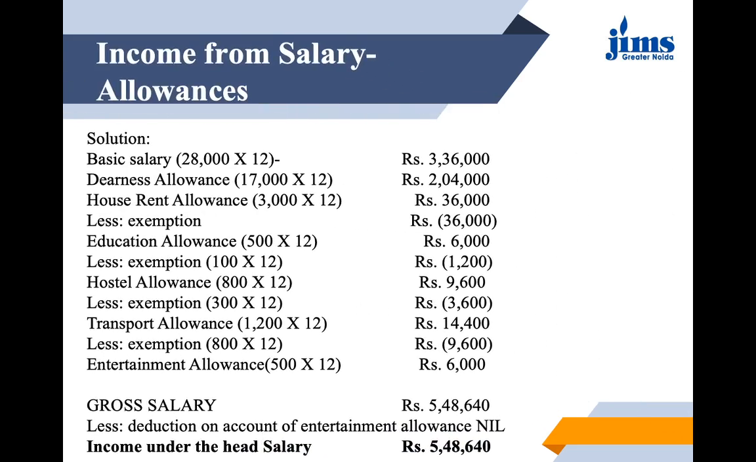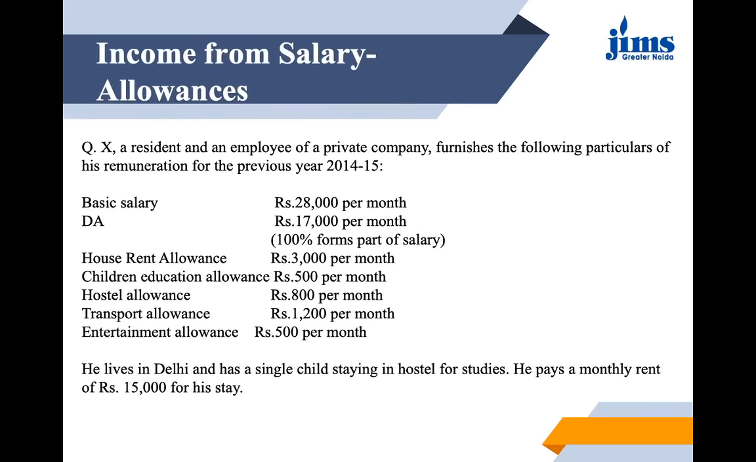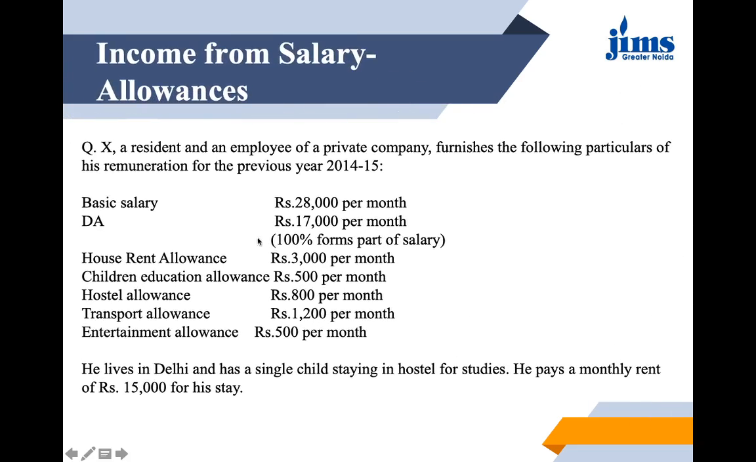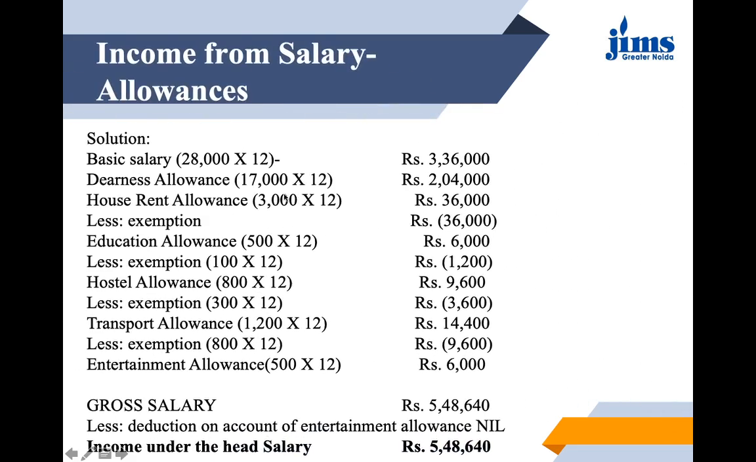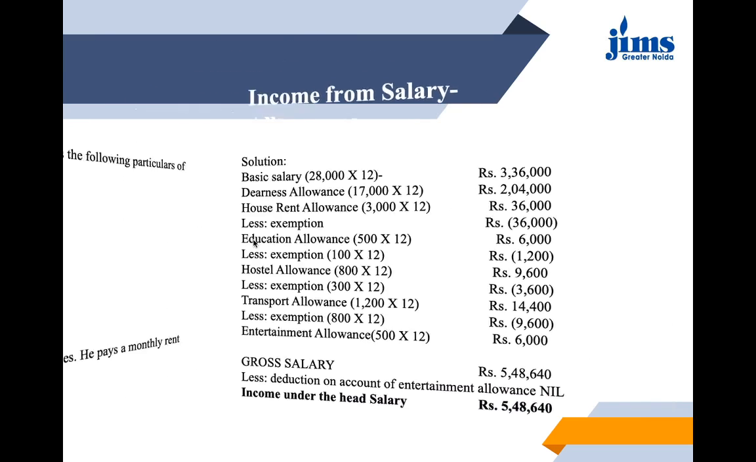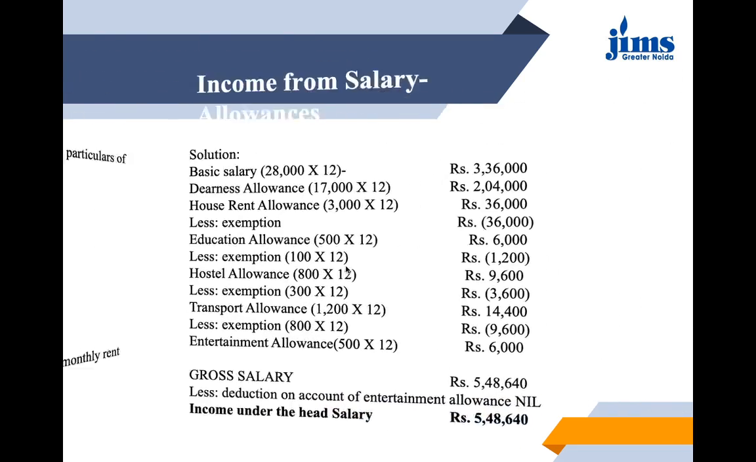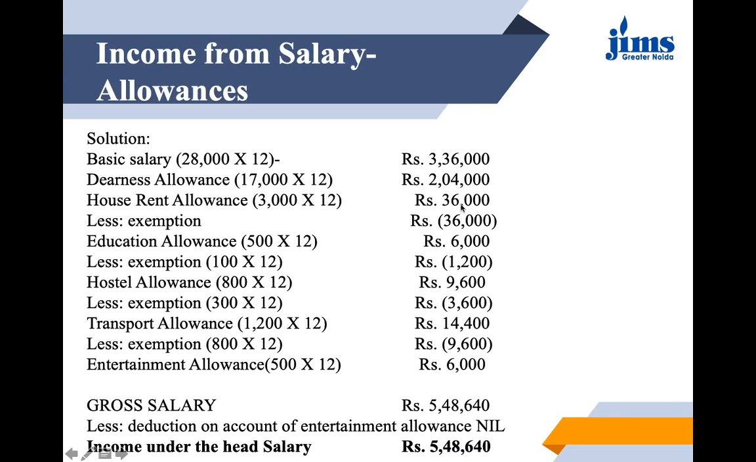First of all, we will see his basic salary. Here you can see his basic salary is rupees 28,000 per month. So I have marked it as 28,000 into 12, annual salary becomes 3,36,000. Then dearness allowance is given here as 17,000 per month and 100% of that forms part of the salary. For that purpose 17,000 into 12, so 2,04,000. Then comes house rent allowance. Here the actual is rupees 3,000 per month, so 3,000 into 12, that is 36,000.